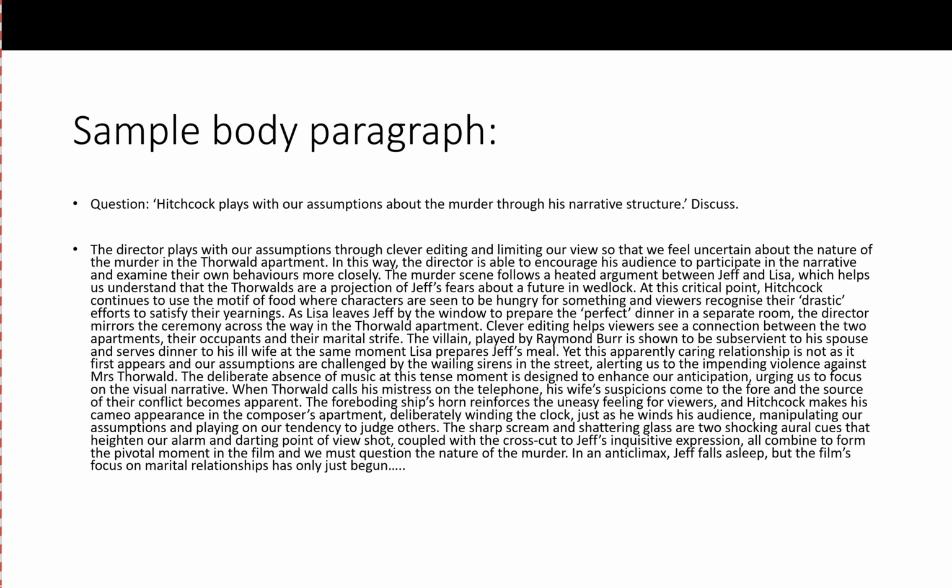Nice cool brown shade. The murder scene follows a heated argument between Jeff and Lisa, which helps us to understand that Thorwald's are a projection of Jeff's fears about his future in wedlock. All that does is develop my argument. It's a key step that sometimes students forget, especially in time conditions. That second E in TEAL, where you explain, is really important.